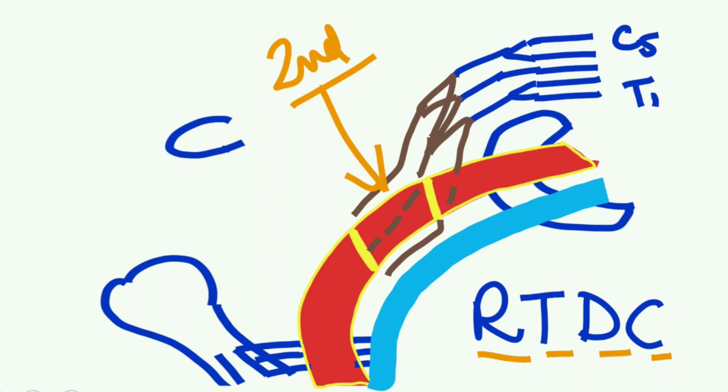Whenever you are asked about the relations of the second part of the axillary artery, you can say medially we have got the medial cord, laterally we have got the lateral cord, and on the posterior we have got the posterior cord. So keep in mind, cords of the brachial plexus are inside the axilla, directly related with the second part of the axillary artery.